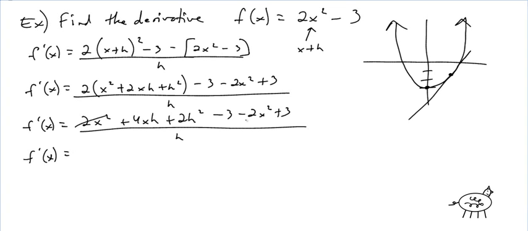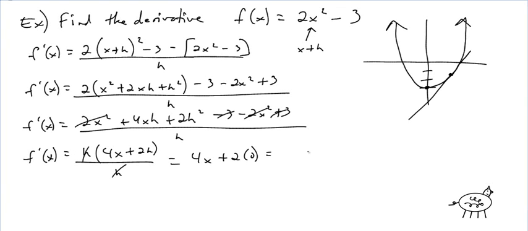So we get the 2x squareds cancel, the 3's cancel, and we wind up with 4xh plus 2h squared, which of course what we can do is factor out an h. That's very nice. So 4x plus 2h over h. They cancel, and now I can do direct substitution. So that's equal to 4x plus 2 times 0 is equal to 4x. Okay, so that is my derivative, f prime of x equals 4x.